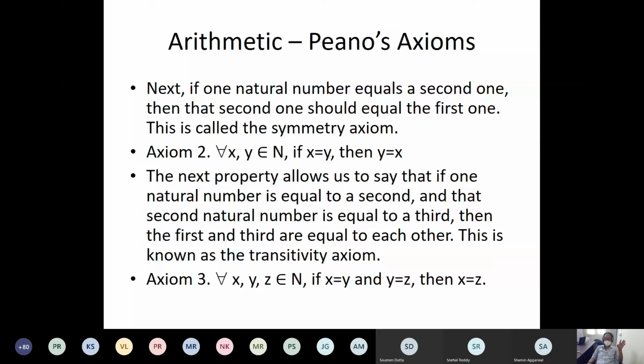And then transitive. The next property allows us to say that if one natural number is equal to a second, and that second natural number is equal to a third, then the first and the third are equal to each other. This is known as the transitivity axiom. That is axiom 3. For all x, y, z in N, if x equals y and y equals z, then x equals z.